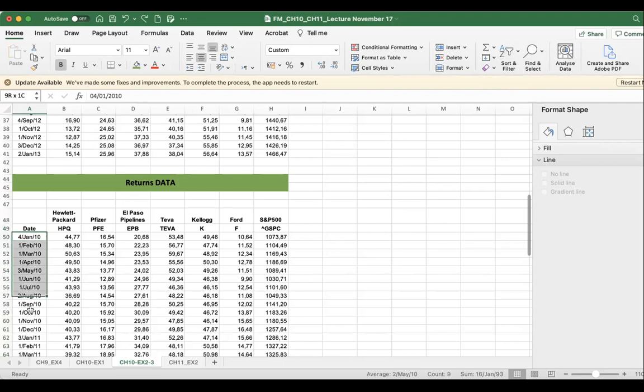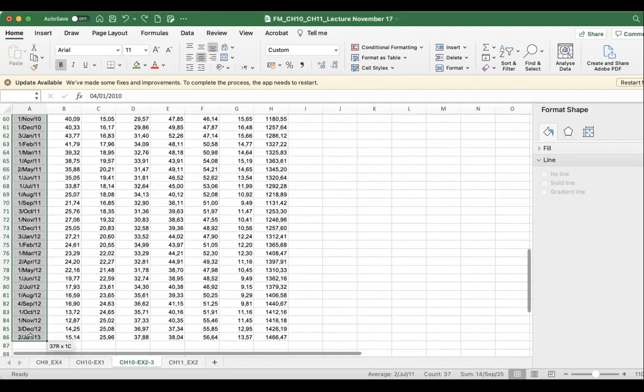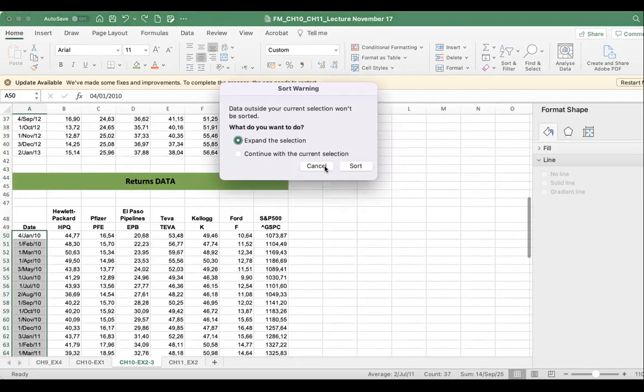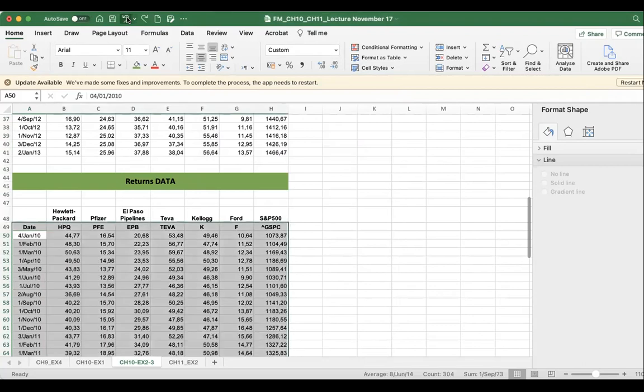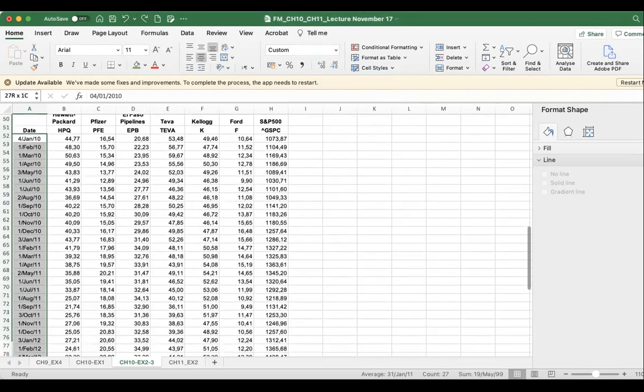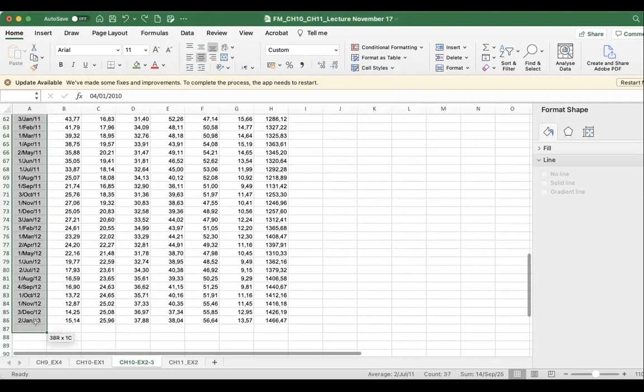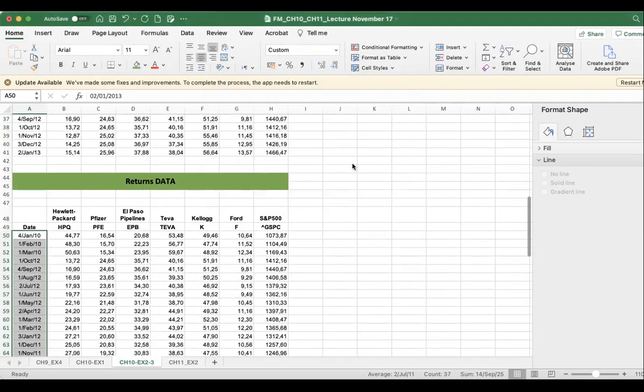Sorry. So first you have to select the dates here. Then go to sort and filter. Automatically Excel will detect that these are dates, so it will propose to sort from oldest to newest or newest to oldest. We want the second one, newest to oldest, and we want to expand the selection to the other columns. Sort. So sort newest to oldest, expand, and sort.